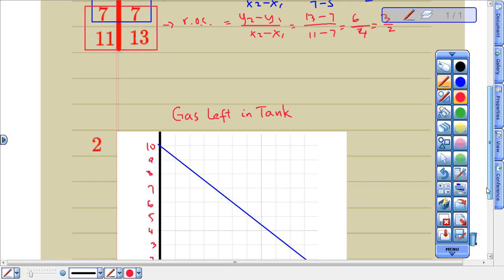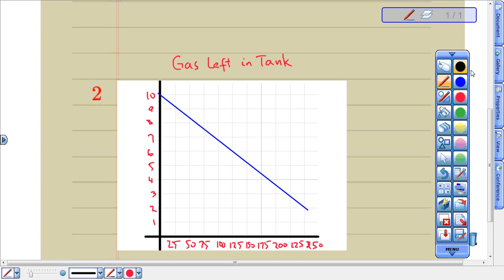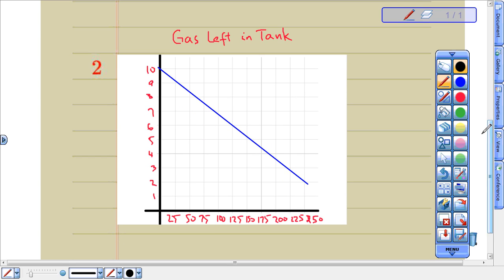For our second example, we have a graph. This graph represents the miles traveled and how many gallons of gas we have left in the tank. This is a special graph where, as you notice, the horizontal number line goes by increments of 25, and the vertical is just increments of 1, like the regular graphs.